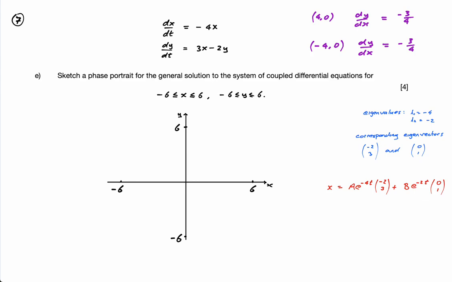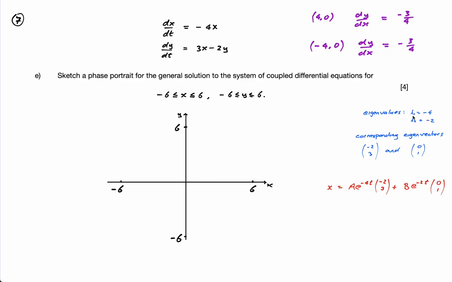Okay, this is the last part of the last question of the paper. And it says, sketch a phase portrait for the general solution to the system of coupled differential equations for this, right? So again, this definitely isn't an easy question, but it's not one of these crazy, impossibly hard questions. If you look at my videos, I go through how to sketch all these phase portraits for the different types that you can get.